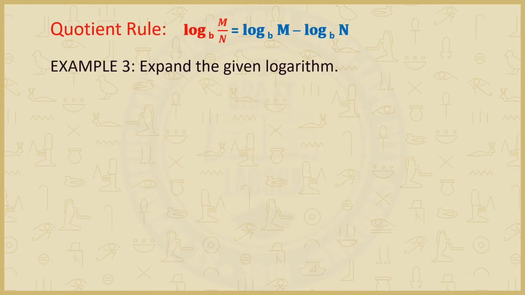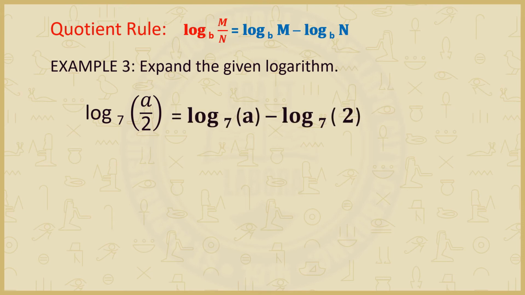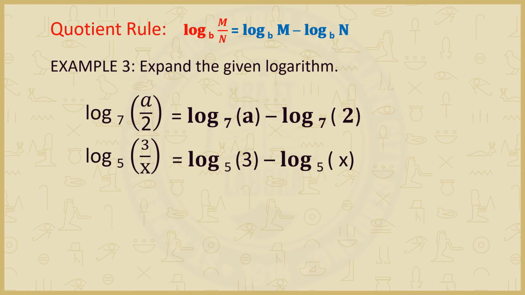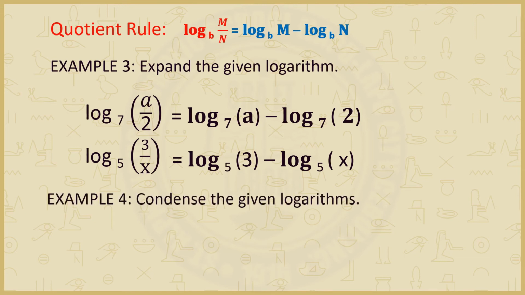For example number 3, expand the given logarithm. The logarithm of a over 2 to the base 7. So we will use the quotient rule here. It is equal to the logarithm of a to the base 7 minus the logarithm of 2 to the base 7. Another one, the logarithm of 3 over x to the base 5 is equal to the logarithm of 3 to the base 5 minus the logarithm of x to the base 5.